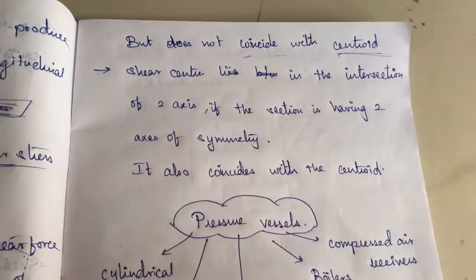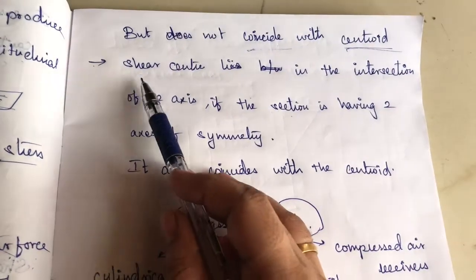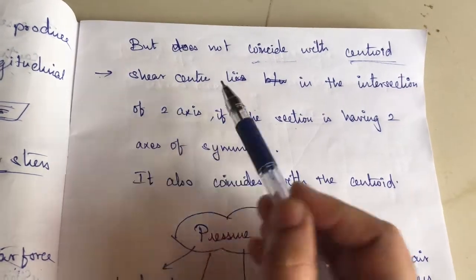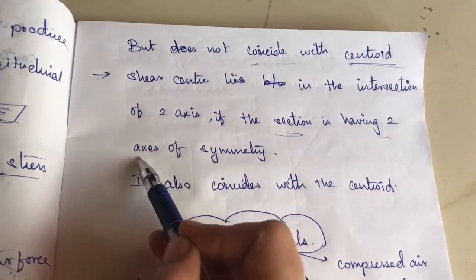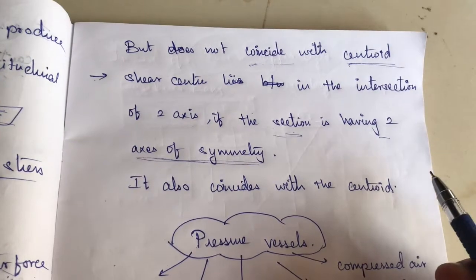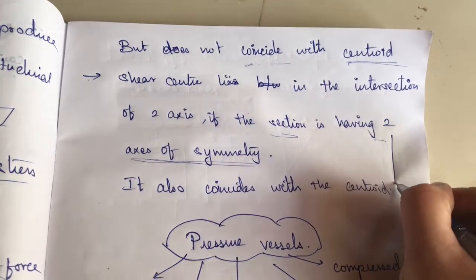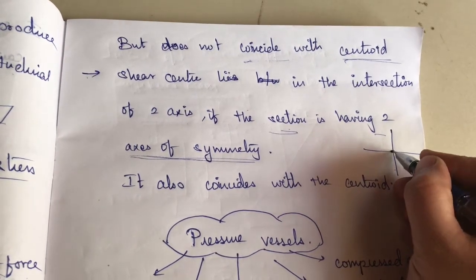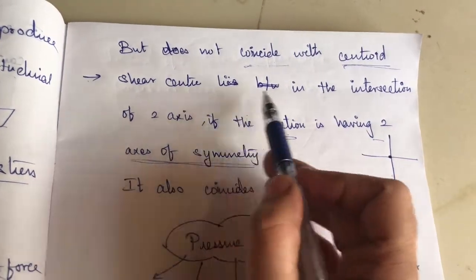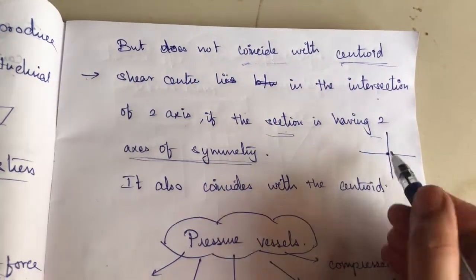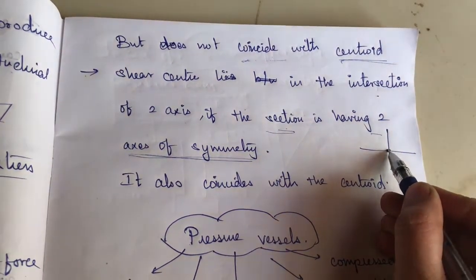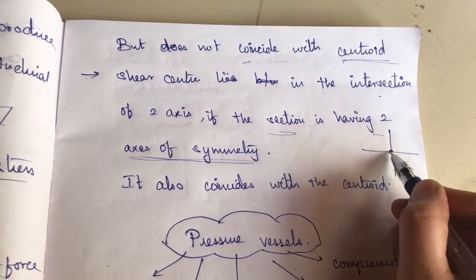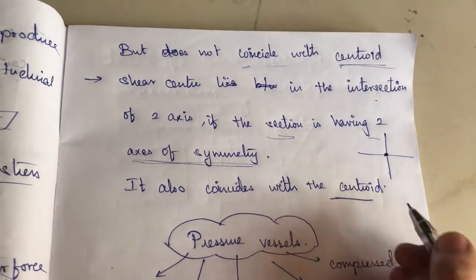Whereas the shear center lies in the intersection of two axes if the section is having two axes of symmetry. That is, the section is symmetrical about the y axis and symmetrical about the x axis, which means the shear center will lie in the intersection of these two axes. So it will be like this, the intersection of two axes of symmetry, and it also coincides with the centroid.